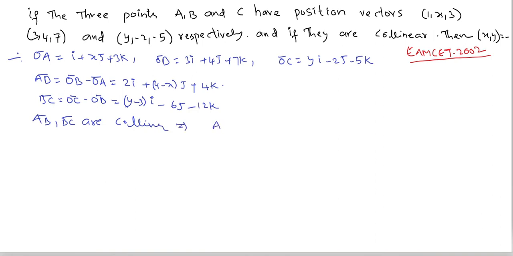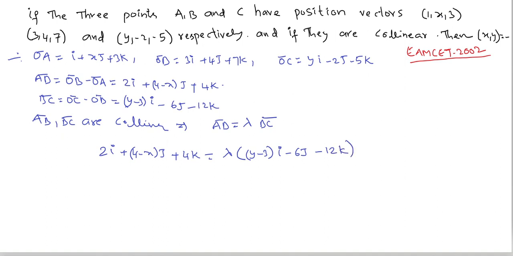Linear means AB bar is equal to some lambda into B bar. So AB bar is 2i plus (4 minus x) into j plus 4k, which is equal to lambda into (y minus 3) into i minus 6j minus 12k. Equating the coefficients of i bar, 2 is equal to lambda into (y minus 3). Equating the coefficients of j bar, 4 minus x is equal to minus 6 lambda. Equating the coefficients of k bar, 4 is equal to minus 12 lambda.